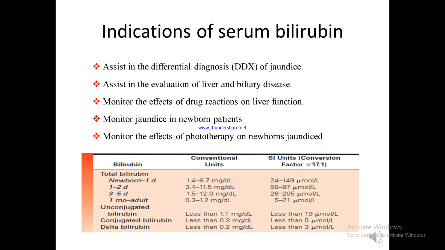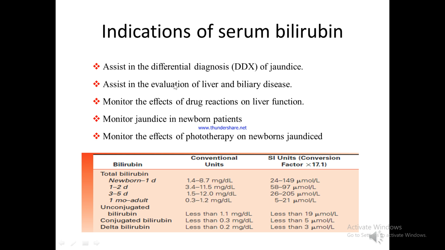Indications of serum total bilirubin. It is used to assess the differential diagnosis of jaundice. Jaundice is a disease associated with hyperbilirubinemia, and it's classified in 3 types according to the cause of abnormal bilirubin pathway: pre-hepatic jaundice, hepatic jaundice, and post-hepatic jaundice.